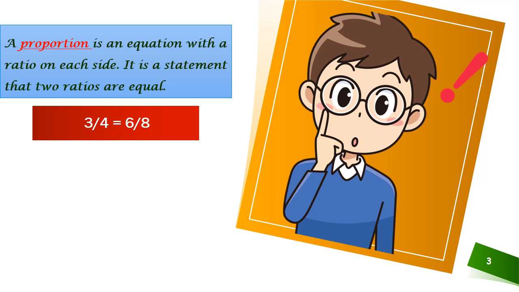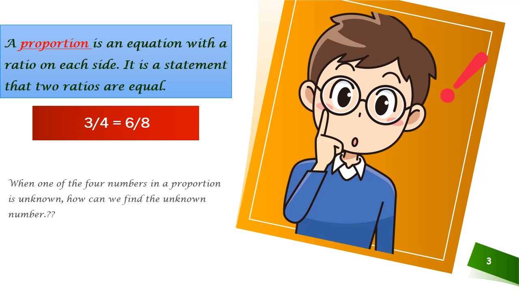3 to 4 is equal to 6 to 8. 3 times 2 is 6. 4 times 2 is 8. But when one of the four numbers in a proportion is unknown, how can we find the unknown number? Example like this one. 2 to 5 is equal to unknown number to 240.